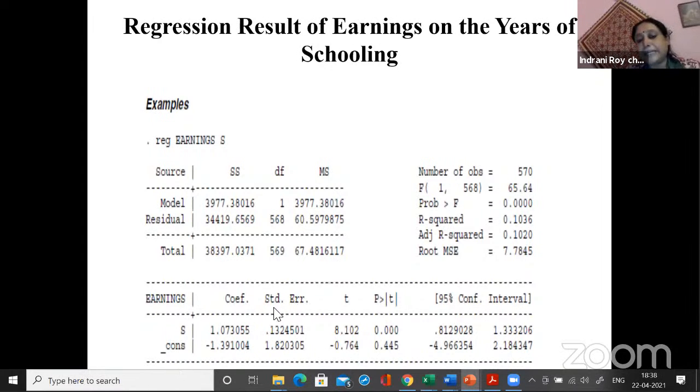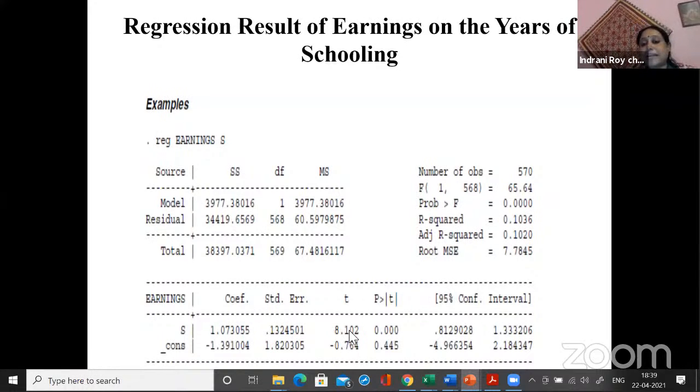And then this column is giving you the standard errors. The standard errors are important because you need to understand whether your estimated values are statistically significant or not. That means in order to construct the t values, you need these standard errors, right? So what is your t value? You can easily check that if you divide the coefficient by the corresponding standard error, you get the t values. So this divided by this will give you 8.102. This divided by this will give you minus 0.764.